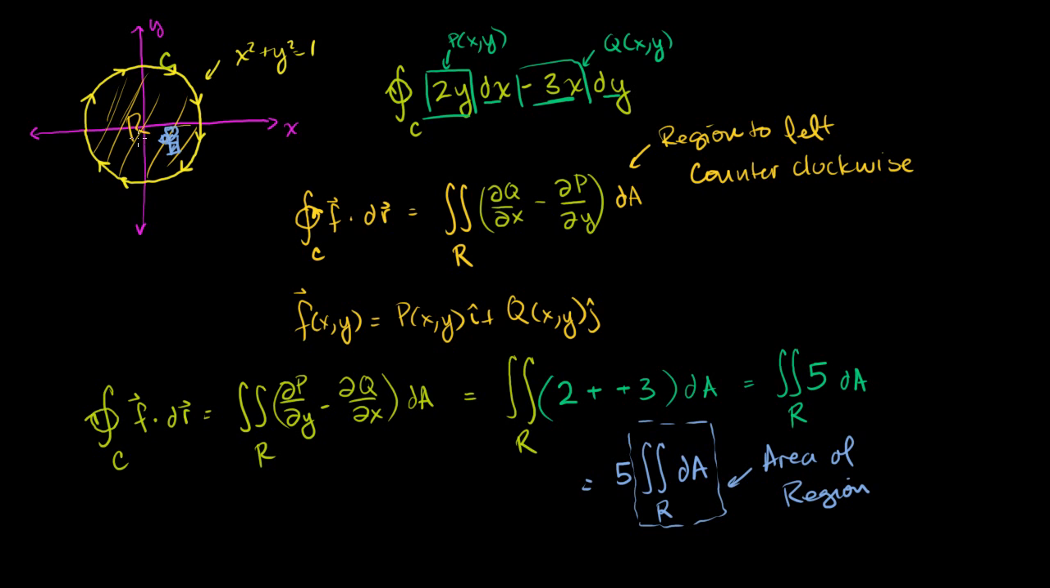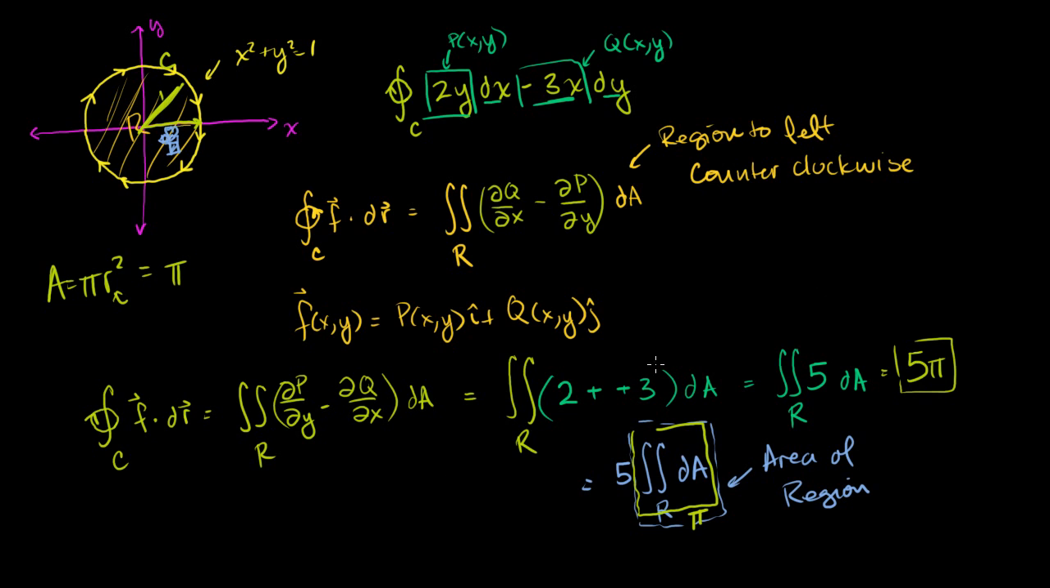Well, what's the area of this unit circle? Here we break out a little bit of middle school geometry. Area is equal to pi r squared. What's our radius? It's a unit circle, so our radius is 1. So the area here is pi. That whole thing is just equal to pi. So the answer to our line integral is just 5 pi, which is pretty straightforward.